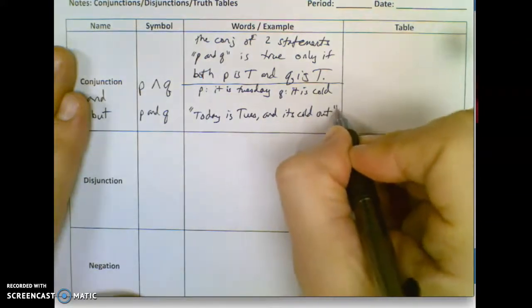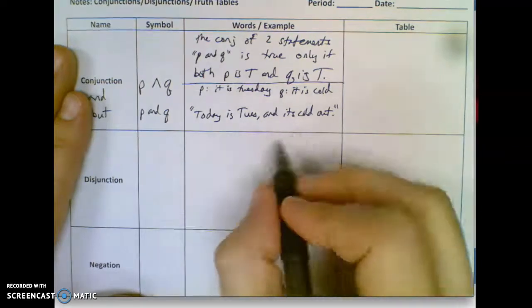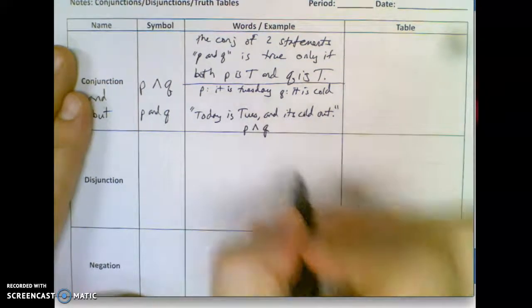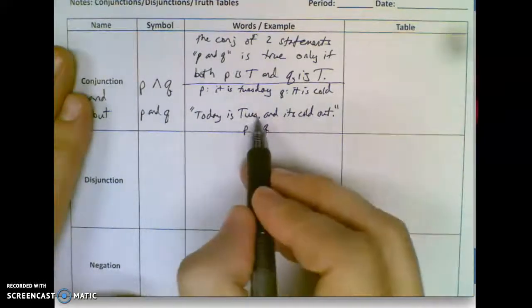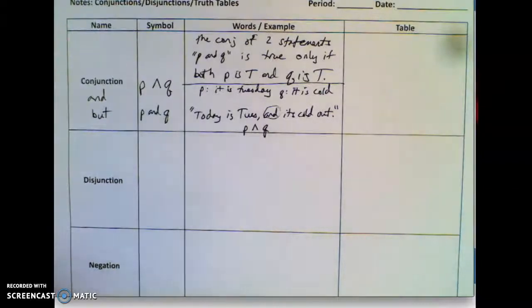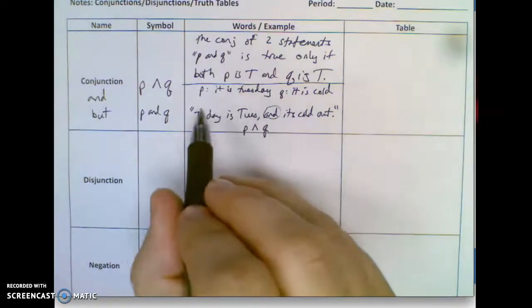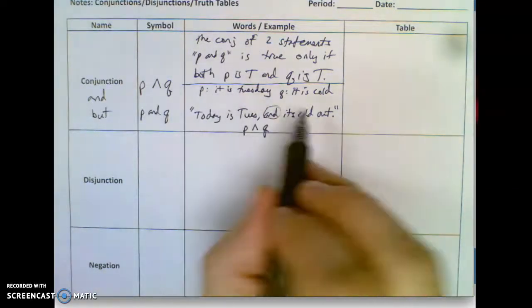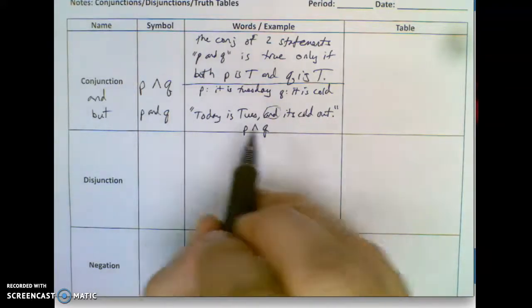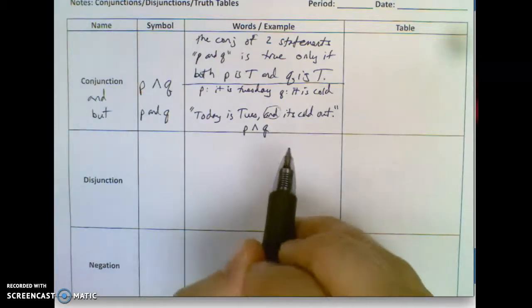Okay. So in order for that statement to be true, which by the way would be represented by this, P and Q, there's P, there's the word and then Q. If I made this statement, the only way this whole statement would be true is if both parts are true. So let's say it's Monday, and I made this statement. I'd say, today is Tuesday and it's cold out. It doesn't matter if it's cold out or not.